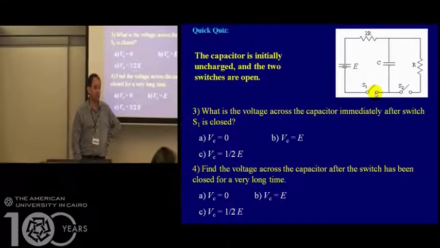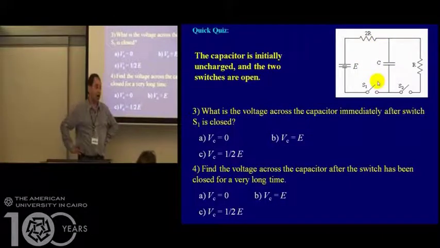What is the circuit that we have? The circuit now is only E, 2R and C. This is the circuit. And this is a simple RC circuit. A resistor connected to a capacitor. This is a simple RC circuit.